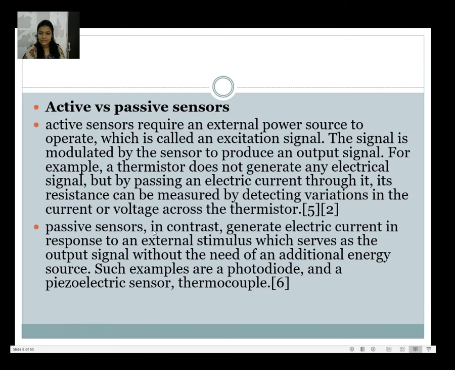And what about passive sensor? In contrast, passive sensors generate electric current in response to the external stimulus, which serves as the output signal without the need of an additional energy source. Okay, active sensors are the ones which require an external power source. So examples of passive sensors are photodiode and piezoelectric sensor, then thermocouple. Okay, these are the passive sensors.